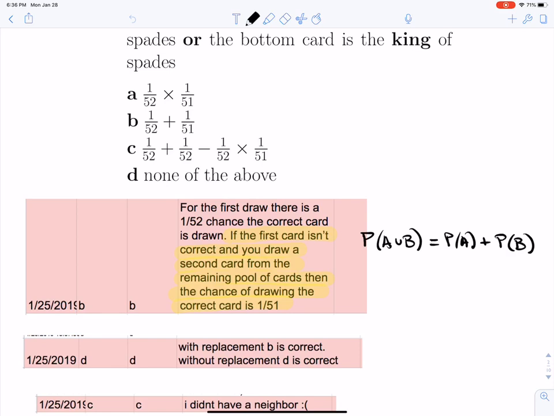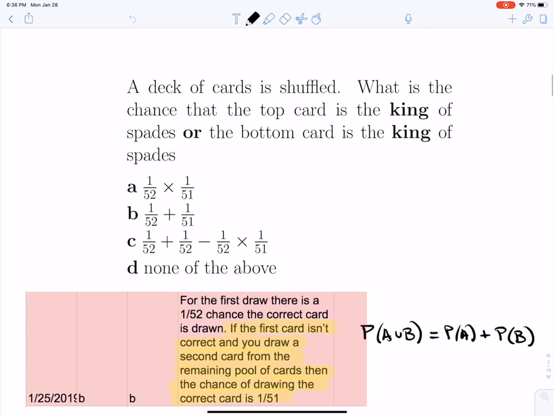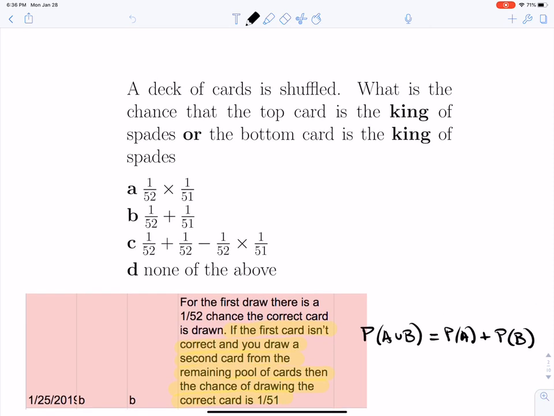Another student incorrectly said that with replacement, B is correct. In fact, with or without replacement, D is correct, because here we're just picking one card. It's either the top card or it's the bottom card, since that's what A and B are. We're not picking more than one card, so it doesn't matter whether you're drawing with or without replacement.